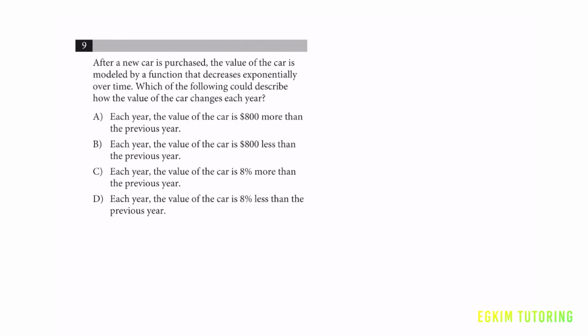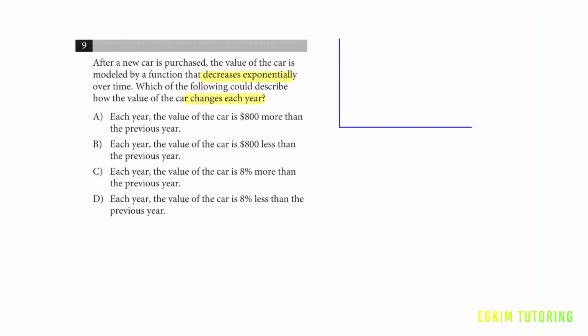Question 9. After a new car is purchased, the value of the car is modeled by a function that decreases exponentially over time. Which of the following could describe how the value of the car changes each year? If you need a refresher on exponentials, I have a helpful video on exponentials. Go ahead and check that out.